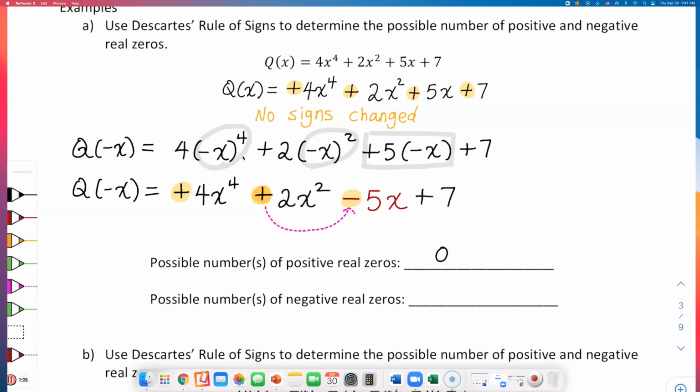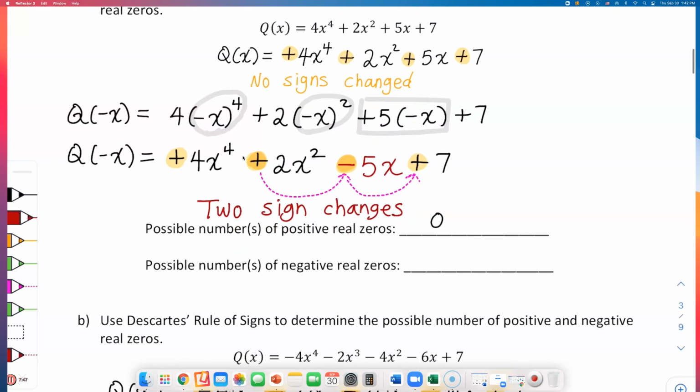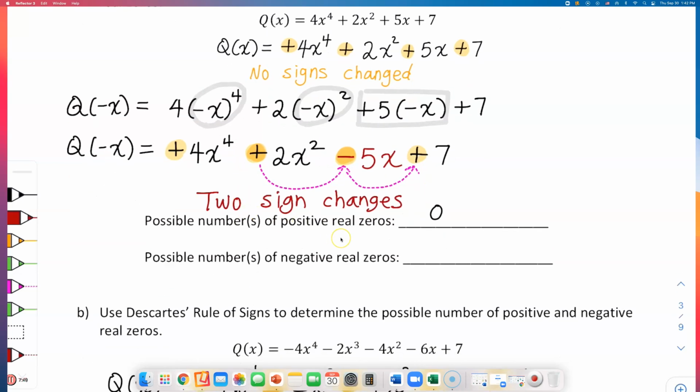And let's see, from this negative, the next term is positive. So guess what? We found another sign change. So we say that this q of negative x has 2 sign changes, or I think they called it variations in signs. I will say the possible number of negative real zeros is 2 and go down 2 from it, 0. It can have 2 negative real zeros or it can have 0 negative real zeros.